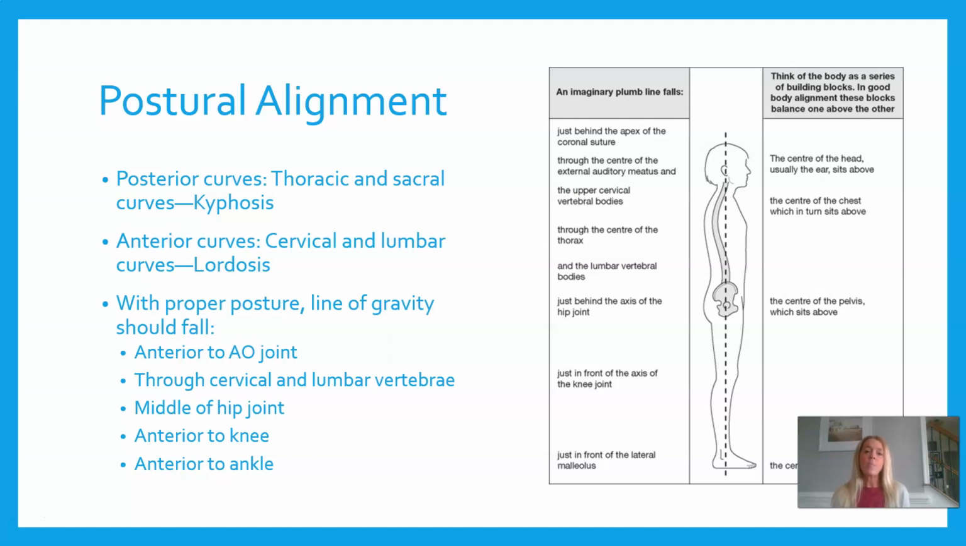And with proper posture, if you take a plumb line and drop it, it should fall right through the center of the external auditory meatus, just anterior to the atlanto-occipital joint, through the cervical and lumbar vertebrae, to the middle or slightly behind the hip joint, and then just anterior to the knee and the ankle joint. So you can see that in the picture over here as well.